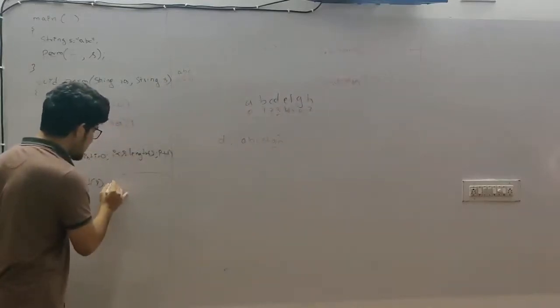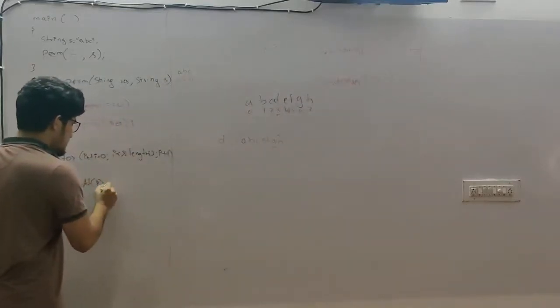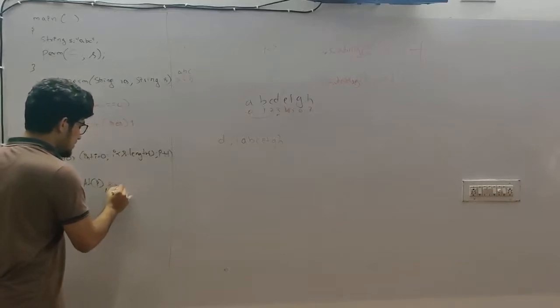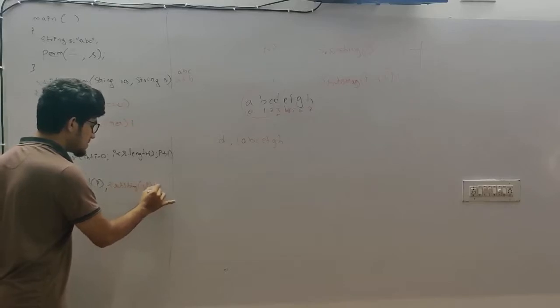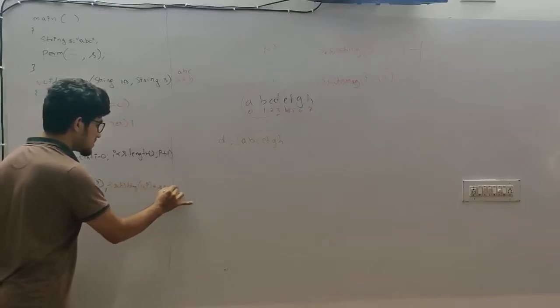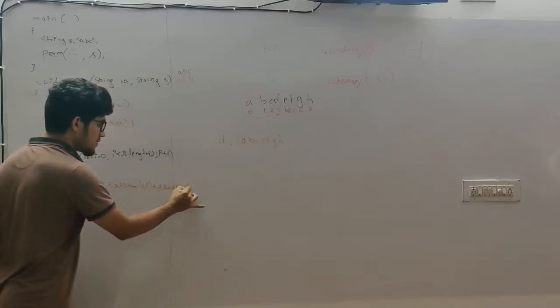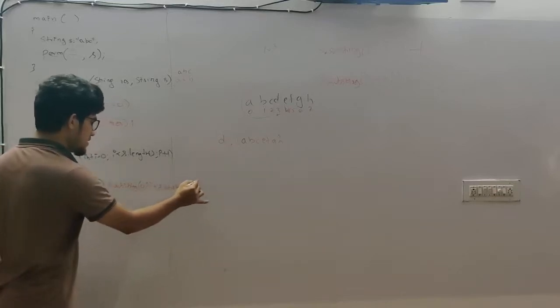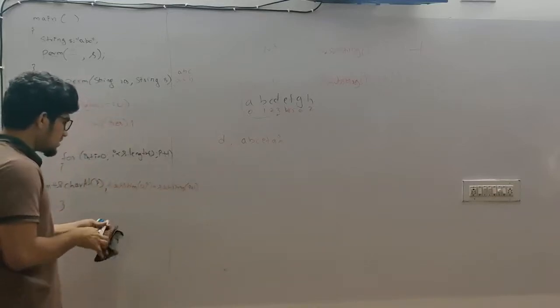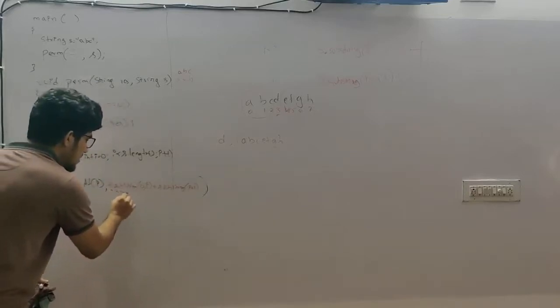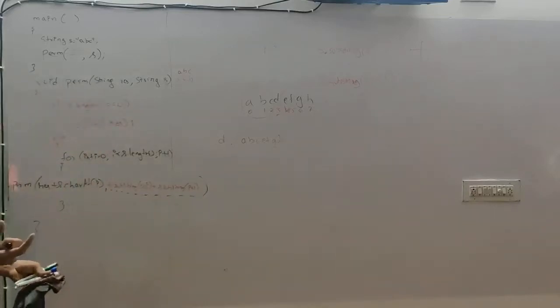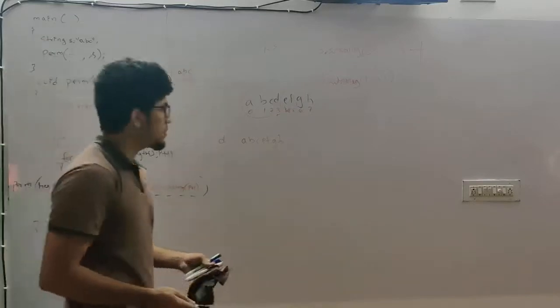What I have to write is like this: S dot substring from 0 to I plus S dot substring from I plus 1 till the end. Okay, so I will close these brackets. So this whole thing is the second parameter. I am converting it to a string. I hope it is clear.